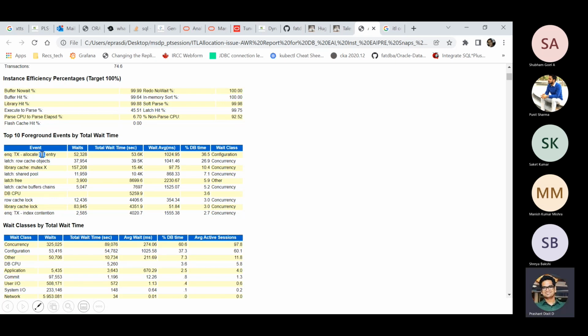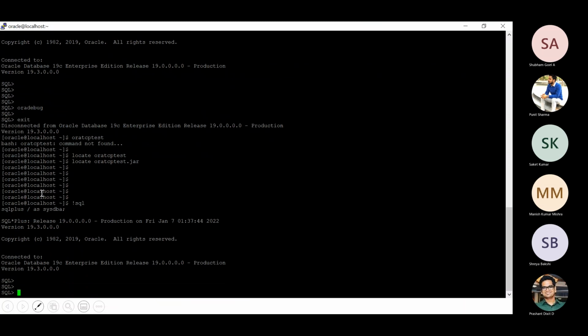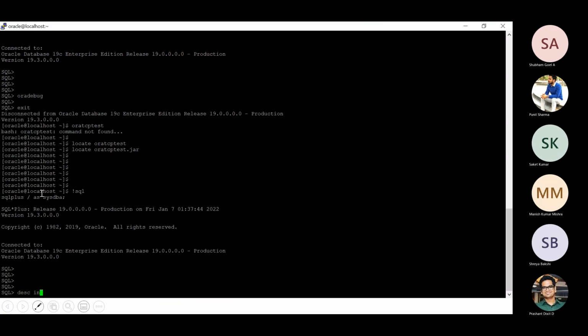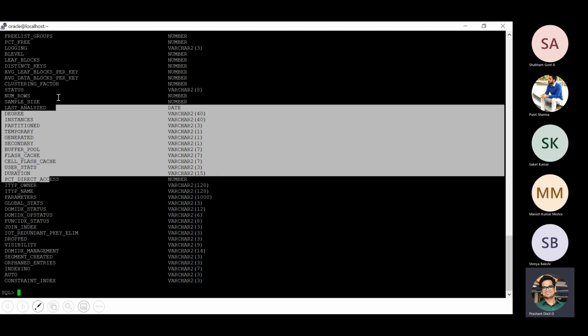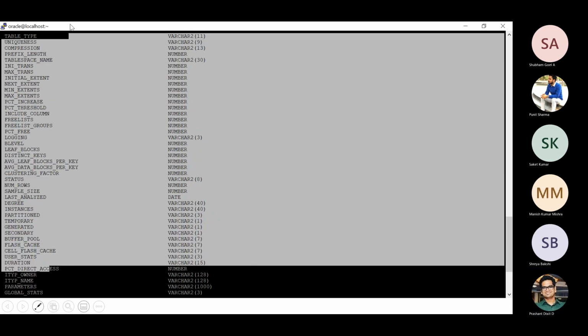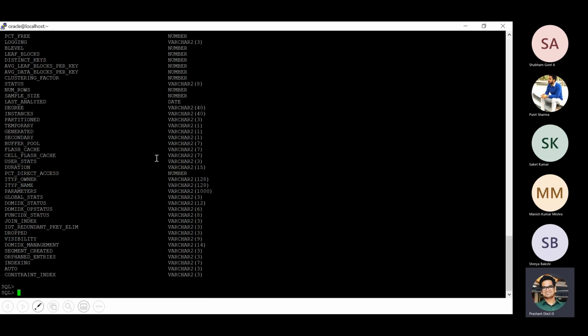There is also INITRANS and MAXTRANS. Let me show you. If you scroll up, you'll see INITRANS and MAXTRANS. INITRANS and MAXTRANS are basically the initial transaction slots and the maximum transaction slots, right? So let's check.